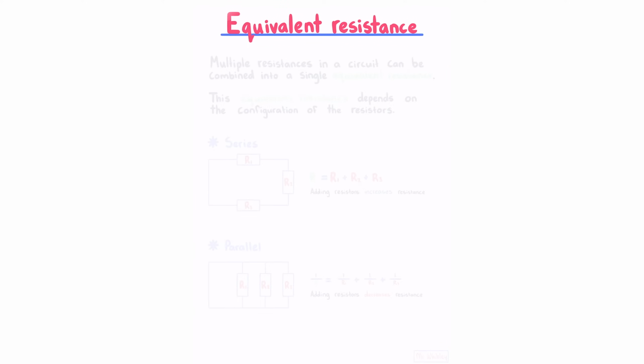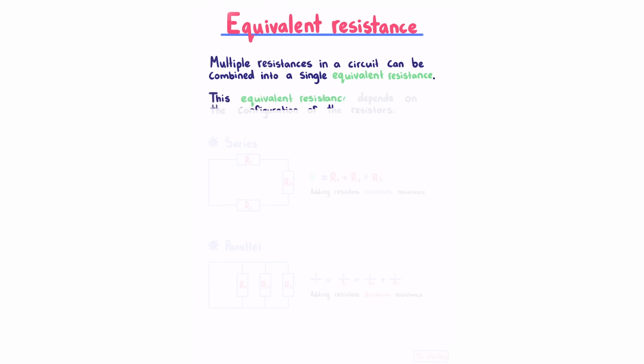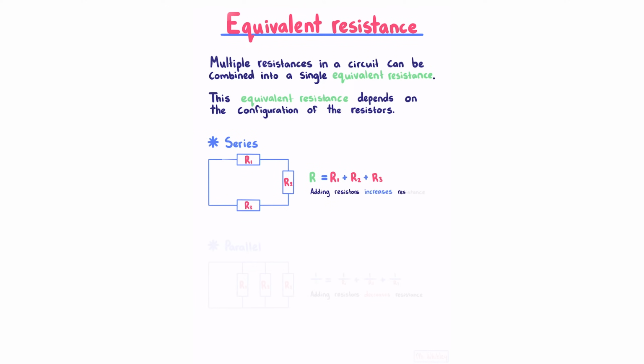Equivalent resistance. Multiple resistances in a circuit can be combined into a single equivalent resistance. This equivalent resistance depends on the configuration of the resistors. For resistors in series, the resistances are added together. In this configuration, adding resistors increases the resistance.